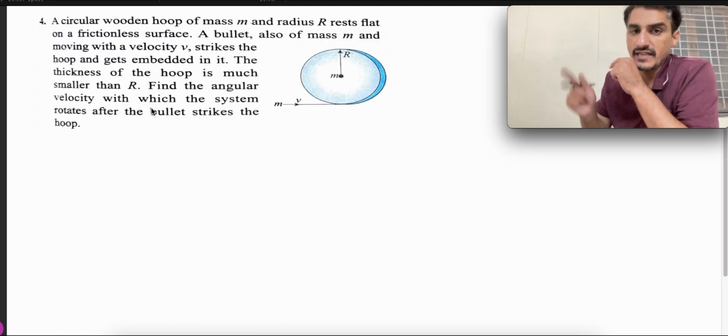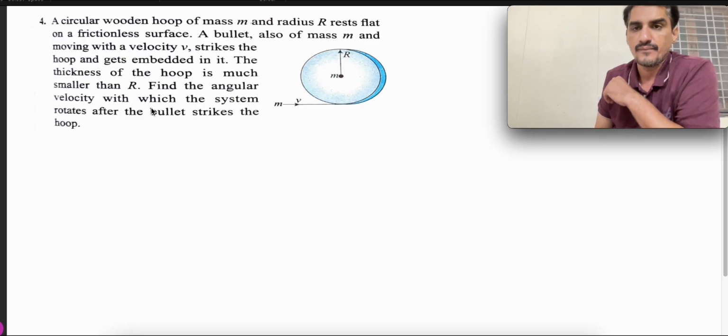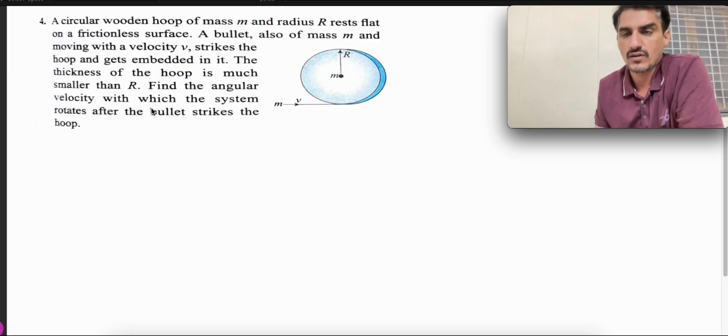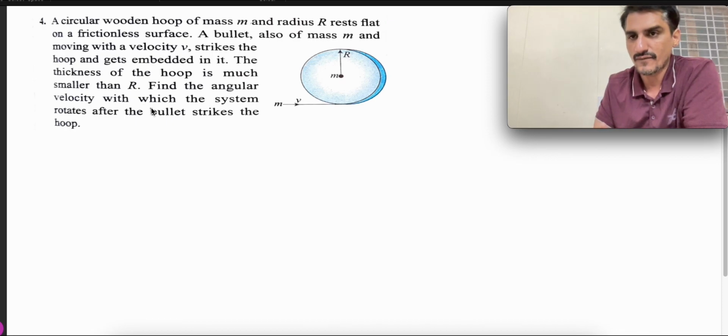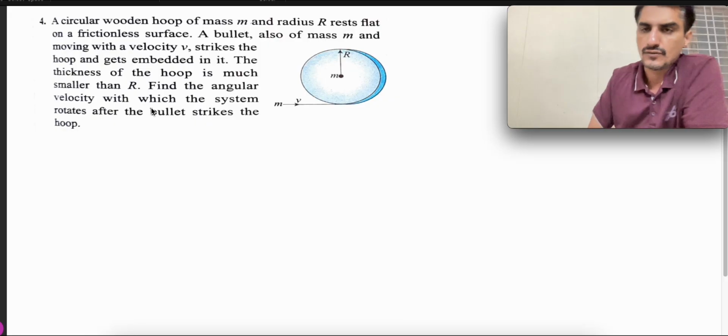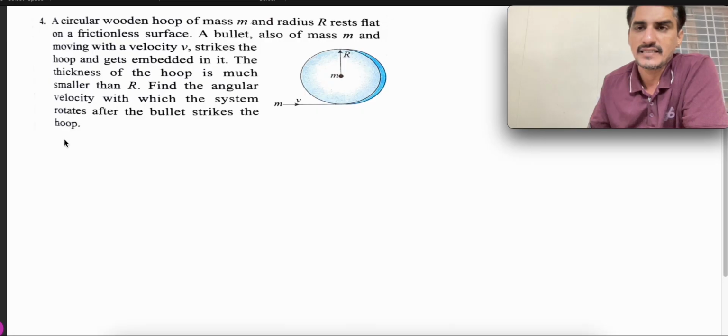Now when it hits that, we may observe two types of motions in that hoop. Am I right or not? Both translatory as well as rotatory motions. Am I right or not? Because it is not fixed to any particular axis. It is not hinged. It is not fixed to any axis. So we can say that both translatory motion will be there as well as rotatory motion will be there.